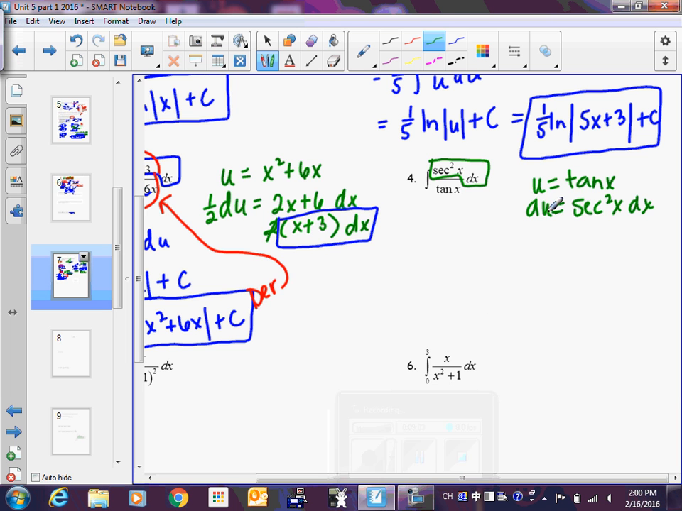Okay. So then we have 1 over u du, which is the same as natural log of absolute value of u plus c, natural log of absolute value of tan x plus c.